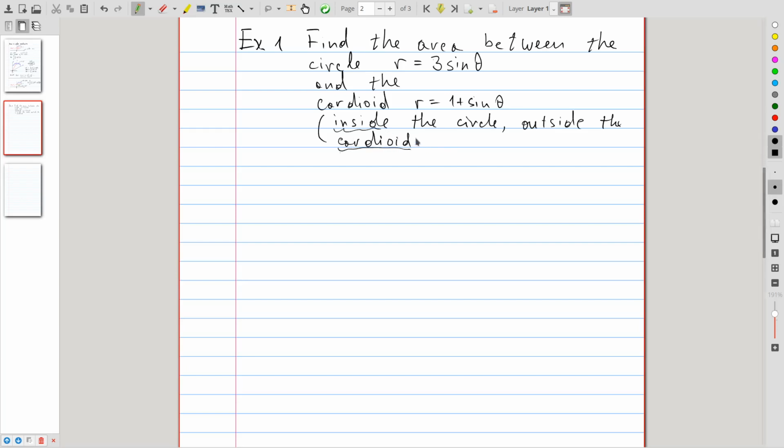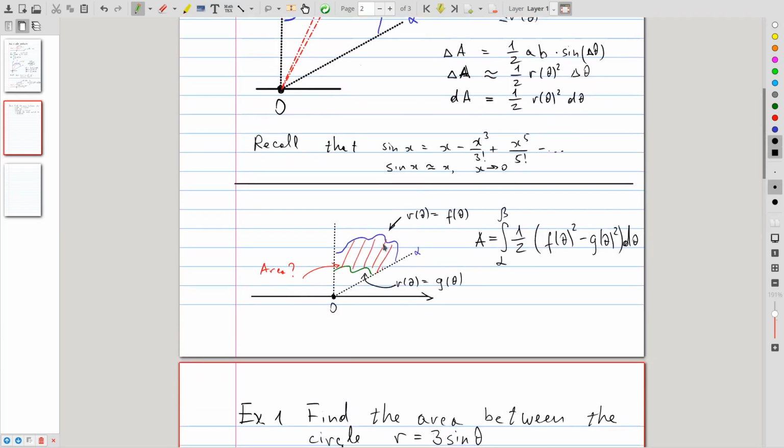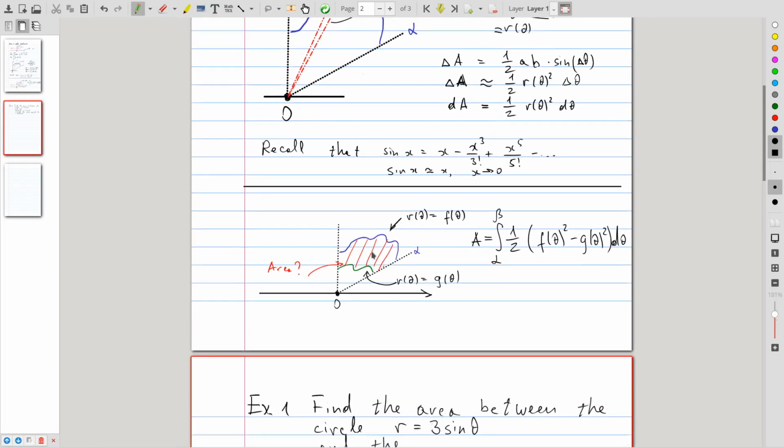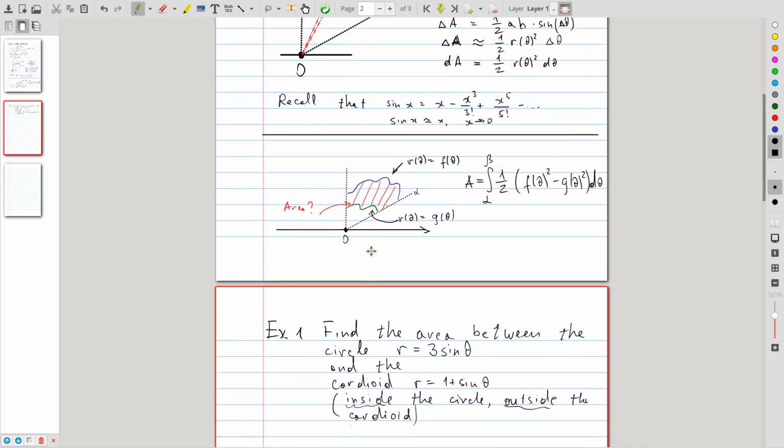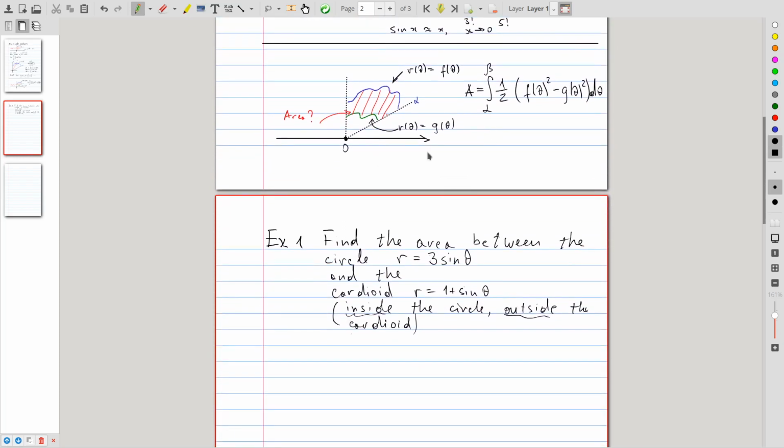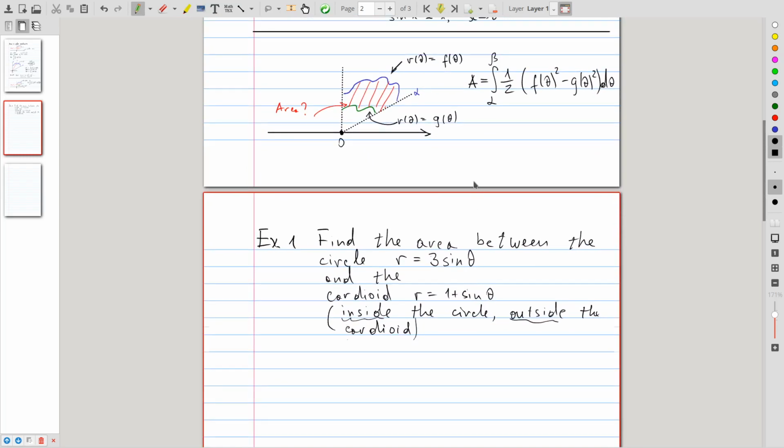So these relations inside and outside replace the notions of above and below for the Cartesian system of coordinates. If you look here, this area is inside the blue curve but outside the green curve. So in the polar world we have inside and outside in place of above and below.